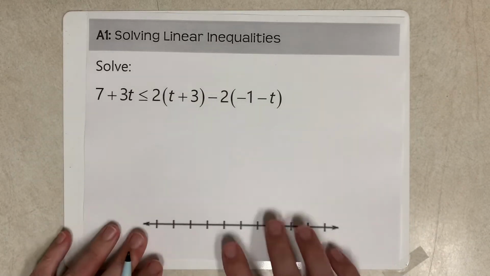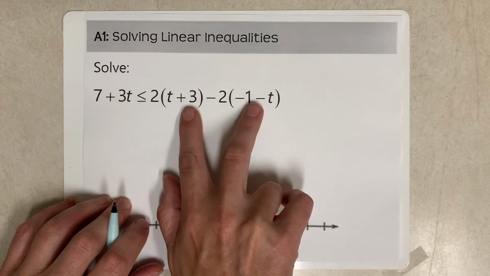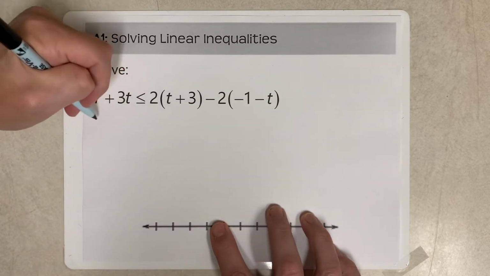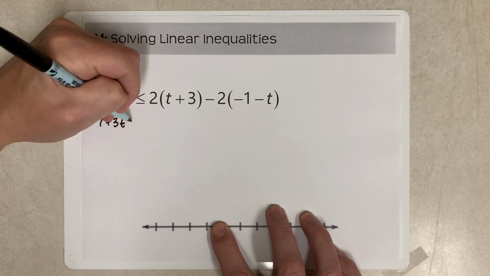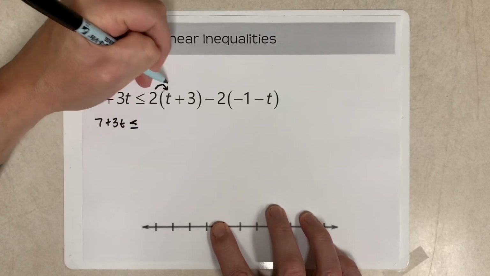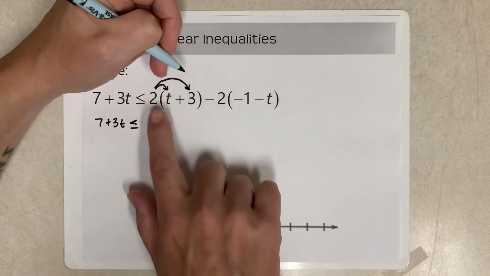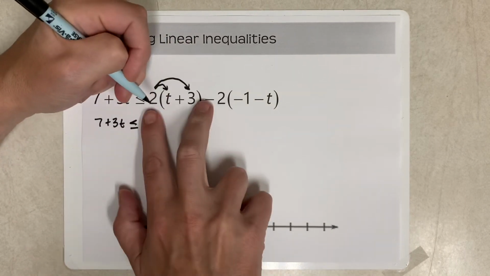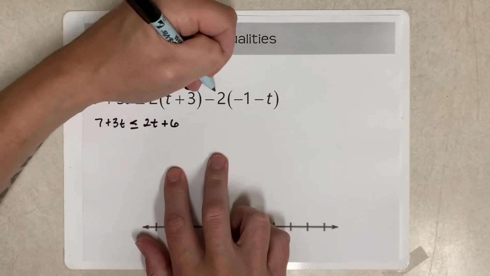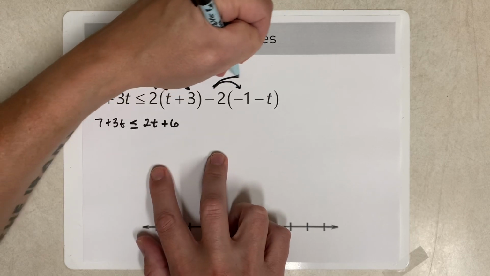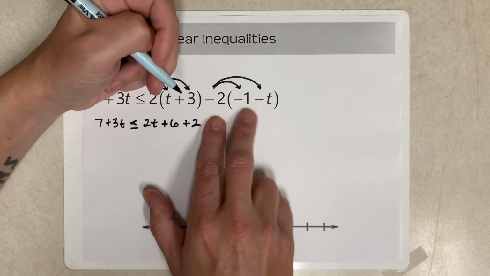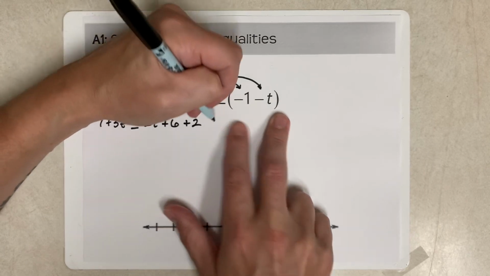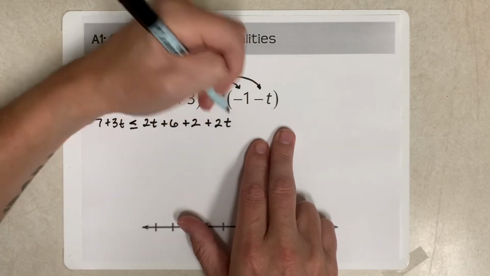This time, a little more complicated, especially over here. So let's pay attention to what we're doing. So we have 7 plus 3t less than or equal to, all right, so here we go, 2t plus 6. And now we're going to distribute this one. Negative 2 times negative 1 is positive 2. And negative 2 times negative t is a positive 2t.